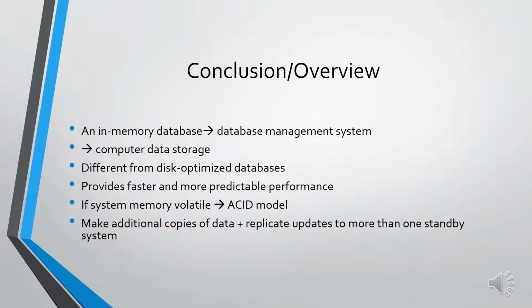So last but not least, let's go over the conclusion and an overview of what we just learned. IMDB, also known as the Main Memory Database System, or MMDB, or Memory Resident Database, is a database management system that primarily relies on main memory for computer data storage. It is contrasted with database management systems that employ a disk storage mechanism. Main memory databases are faster than disk-optimized databases since the internal optimization algorithms are simpler and execute fewer CPU instructions.